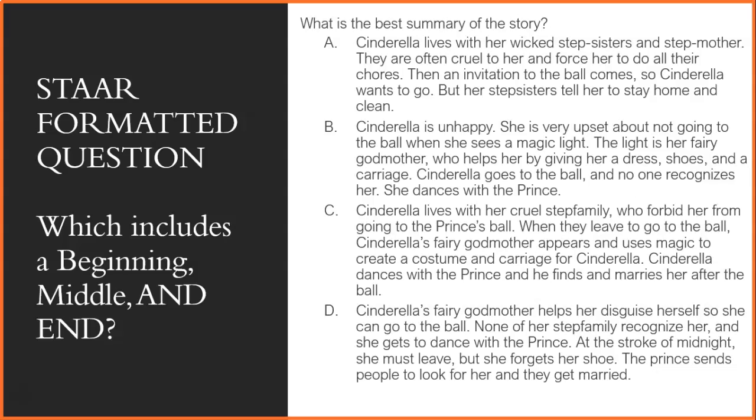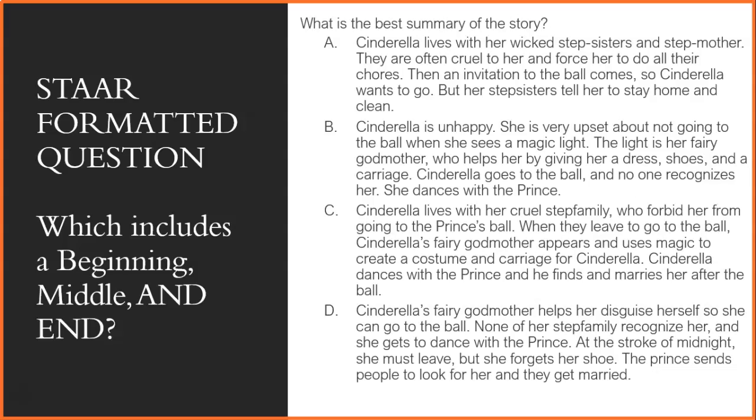B says, Cinderella is unhappy. She's very upset about not going to the ball when she sees a magic light. The light is her fairy godmother, who helps her by giving her a dress, shoes, and a carriage. Cinderella goes to the ball, and no one recognizes her. She dances with the prince. Well, that answer choice is just the middle. There's no beginning, because we don't learn anything about her living with her stepfamily. And there's no ending. We don't know what happens after she dances with the prince.